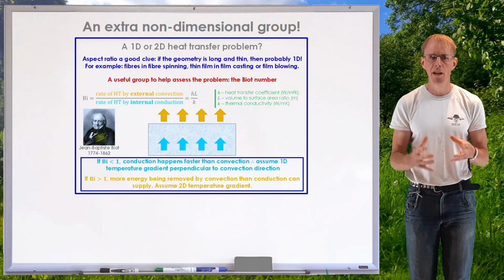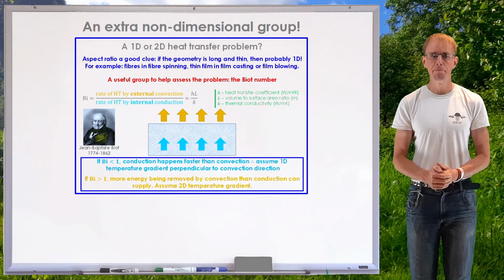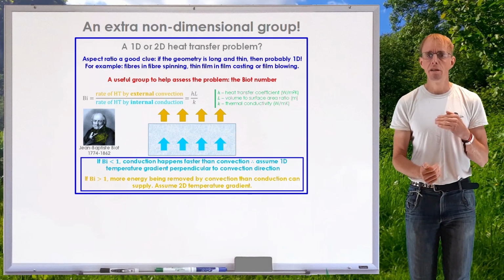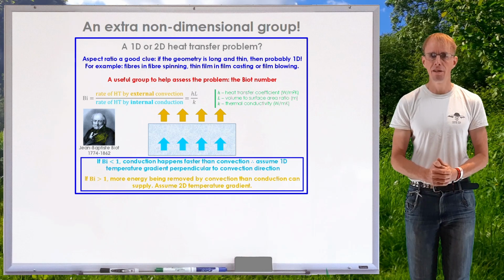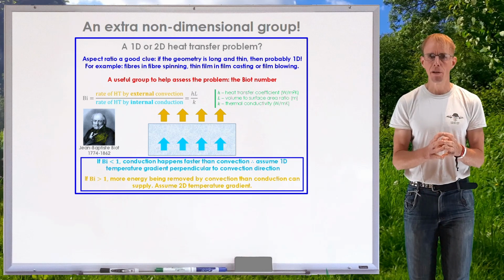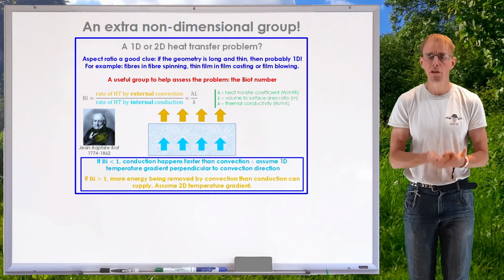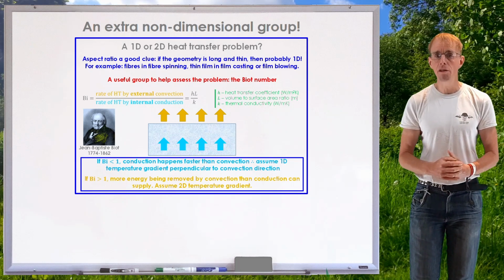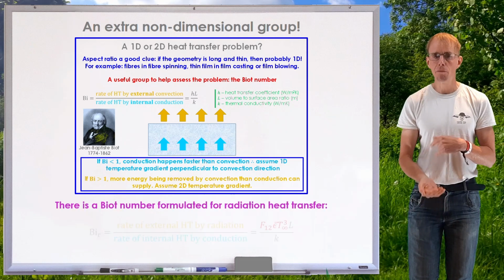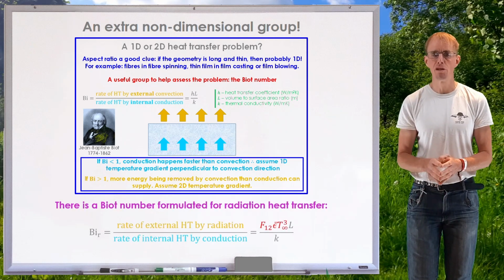And we mentioned this and then talked about the Biot number. And the Biot number was the rate of heat transfer by external convection divided by the rate of heat transfer by internal conduction. And if we think about that external convection part, it was all about a heat flux leaving a surface. So it's not unreasonable to say, well, let's make an analogy here, and let's formulate a Biot number based on radiative heat transfer.